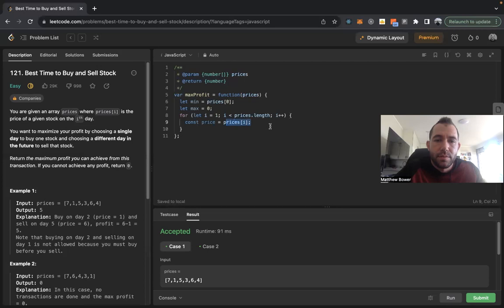And then we're going to create another variable called profit, and it's going to be the price minus the min.